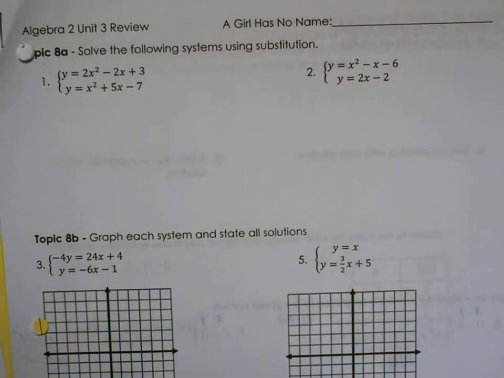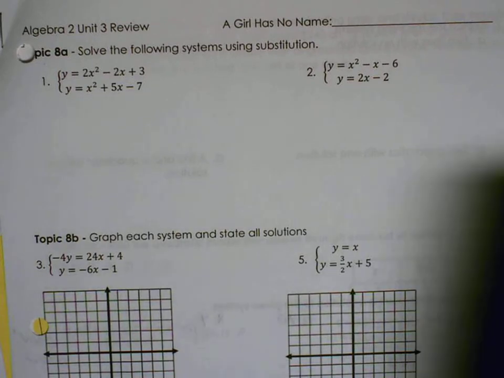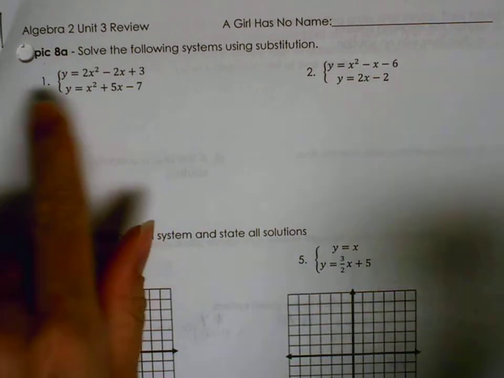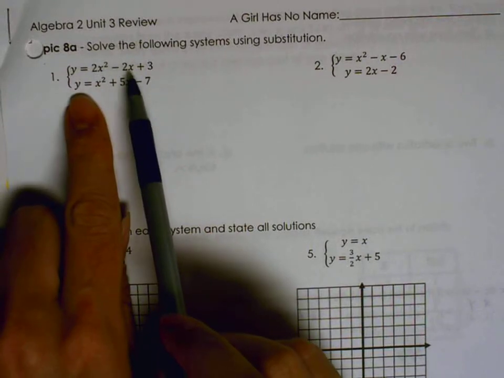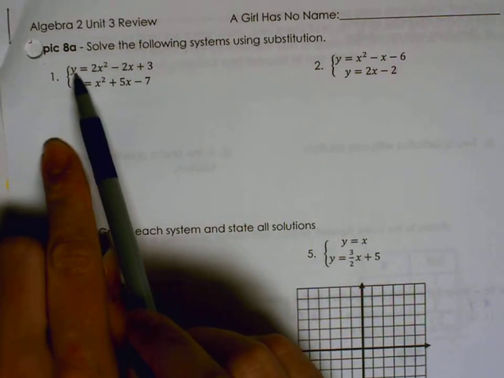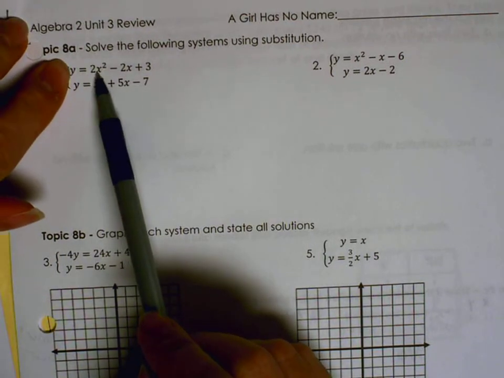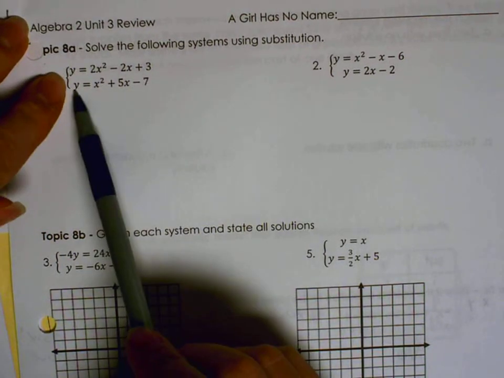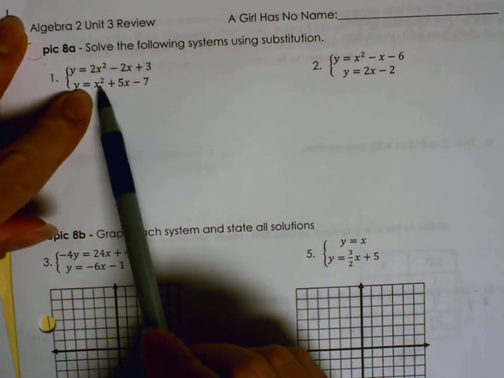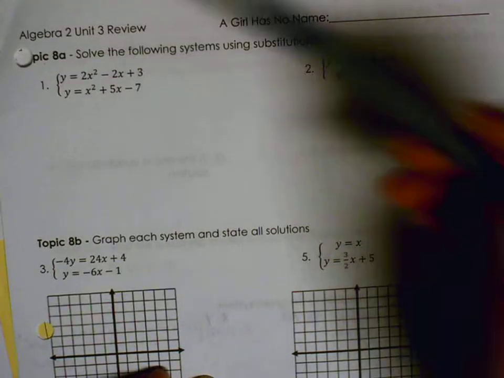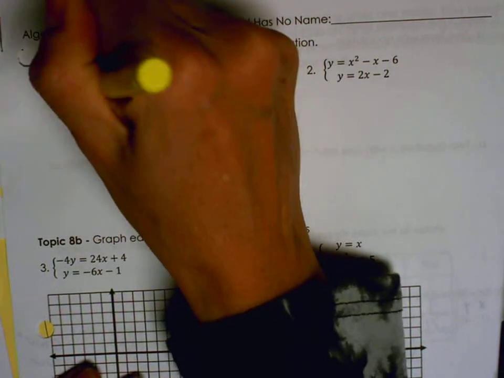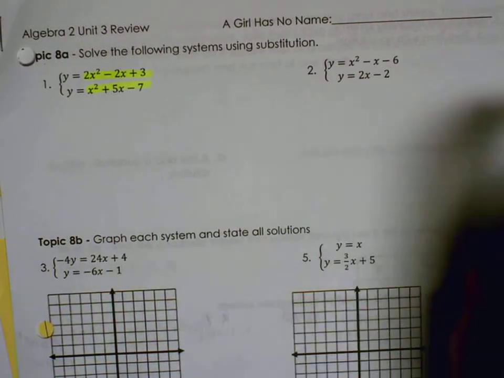Okay, this is the Unit 3 review packet, Topic 8A, Questions 1 and 2, Solving Systems by Using Substitution. The easiest way to sub is actually if they're both y equals, because if y equals 2x squared minus 2x plus 3, and y equals x squared plus 5x minus 7, then y equals y. So this is actually equal to that. I can just set them equal.